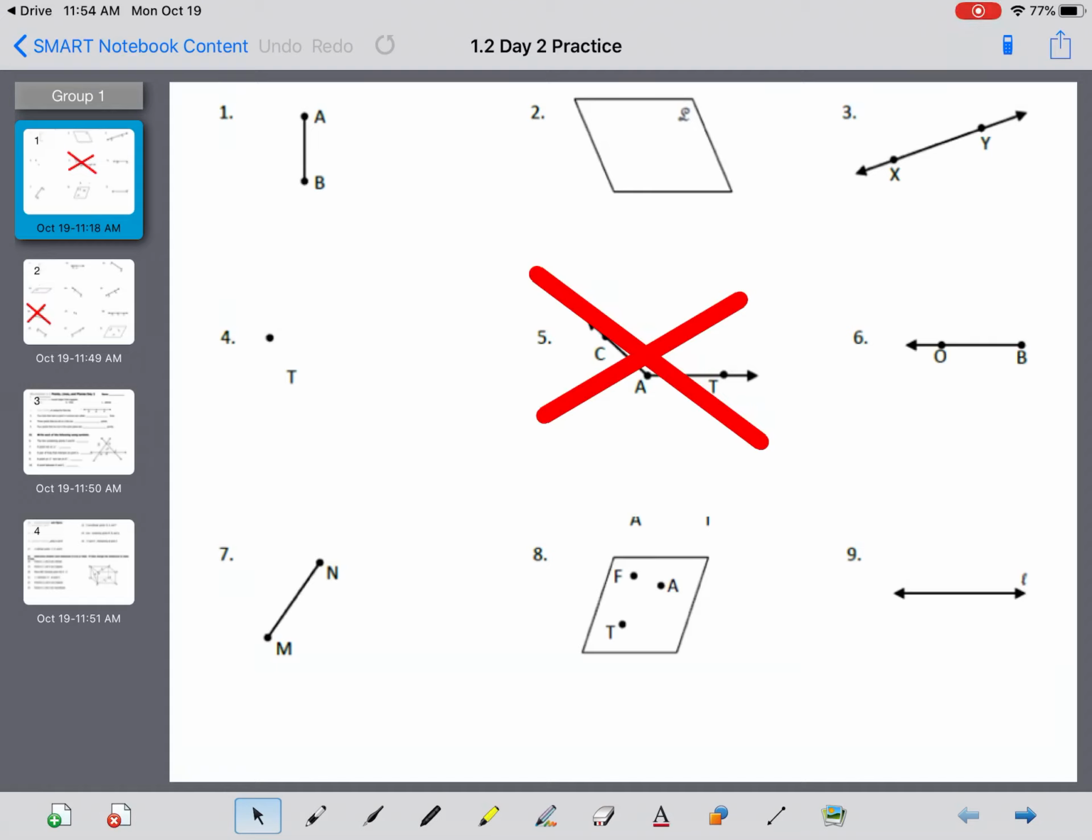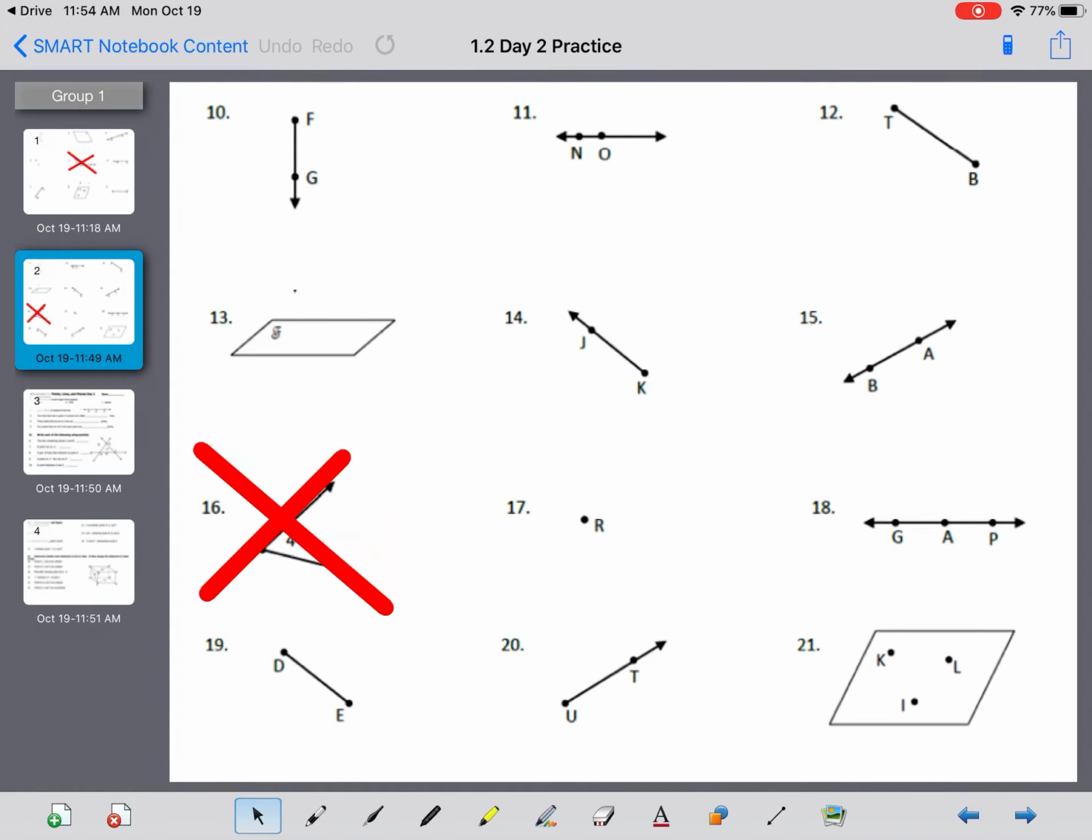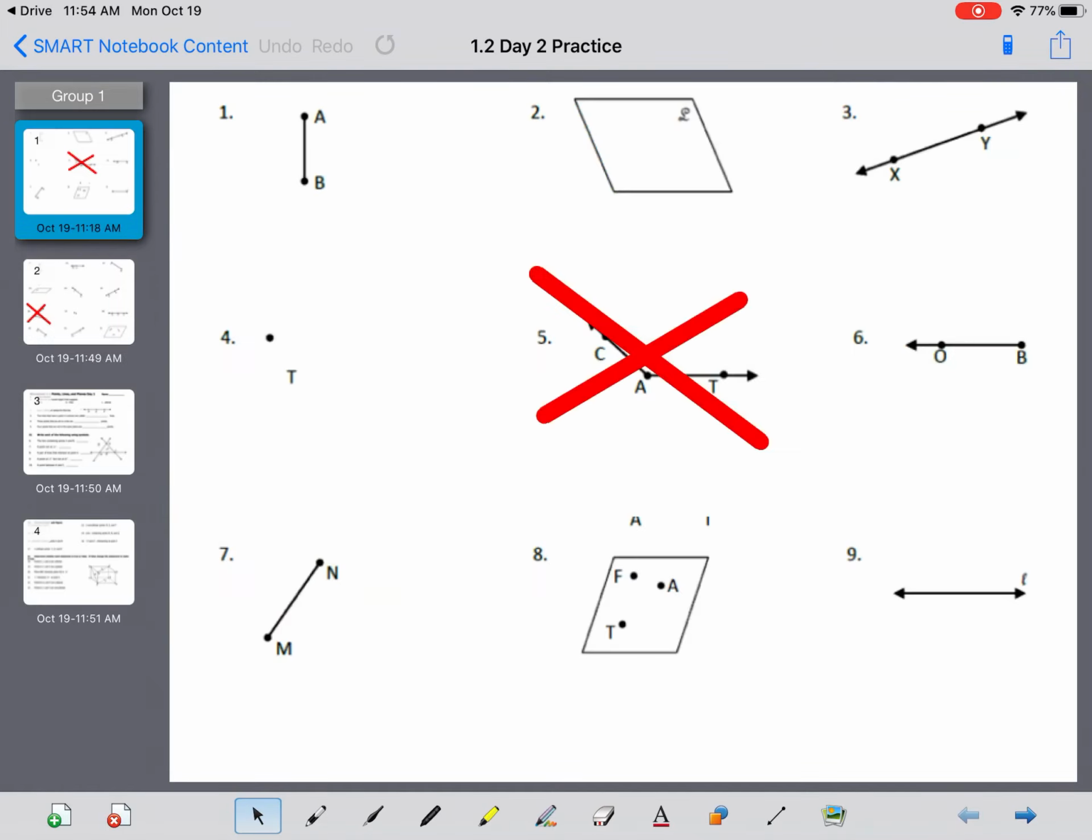Hey everybody, this is 1.2, points, lines, and planes, extra practice, day 2. So what you're going to see here is I've crossed out number 5, and I've crossed out number 16 as we haven't covered that yet.